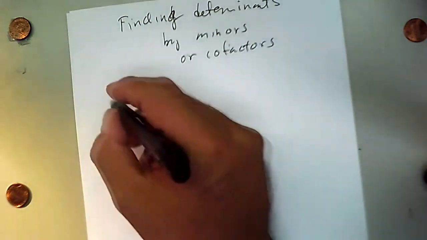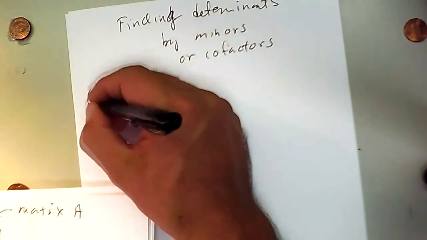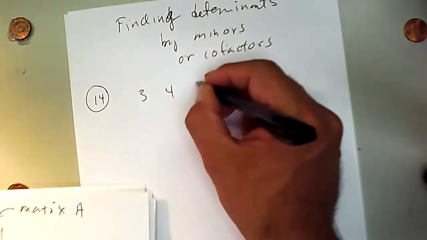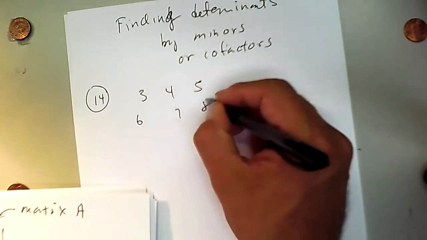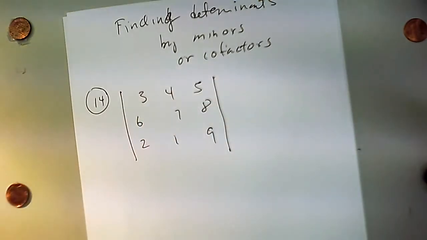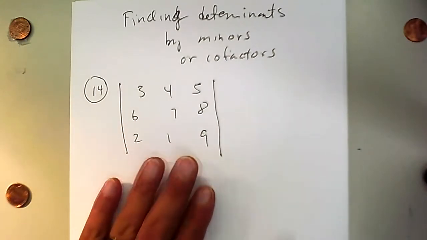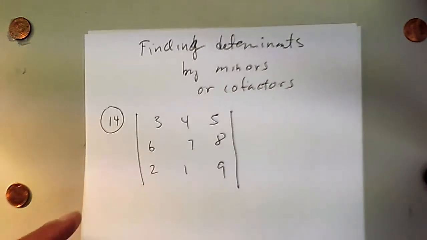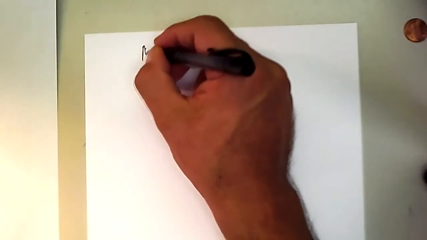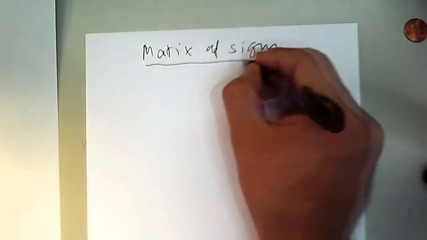Yeah. So I'm going to bring back our old example. I should have memorized it by now, but example 14. 3, 4, 5, 6, 7, 8, 2, 1, 9. Let's say you want to find this determinant. Attached to any matrix, we have what is called the matrix. I call it matrix of signs. Matrix of signs. Okay.